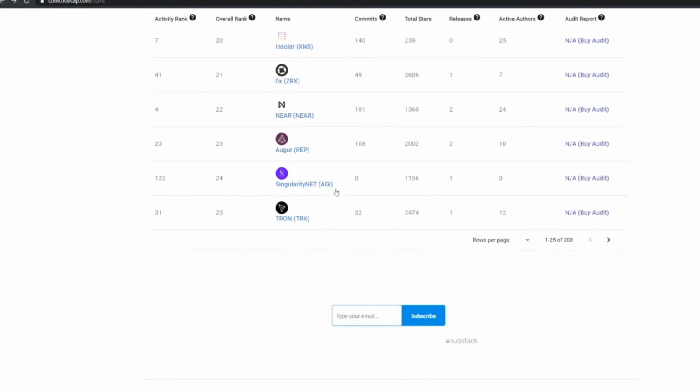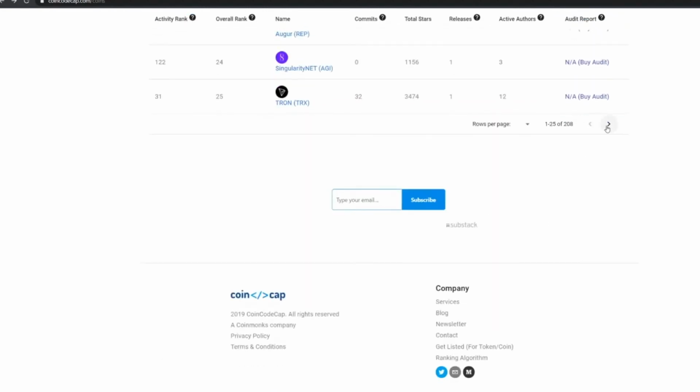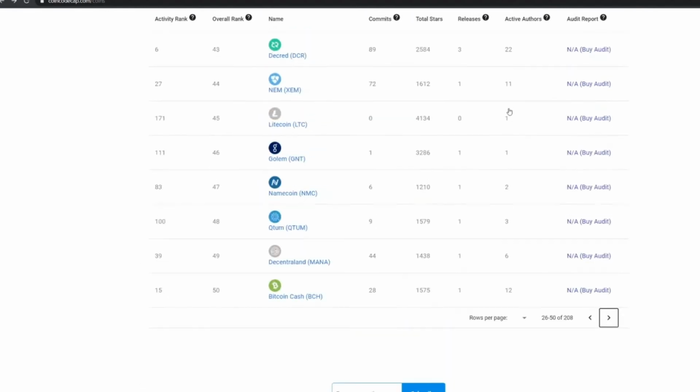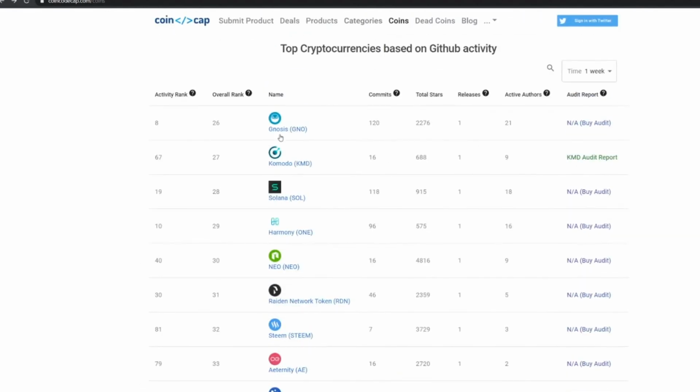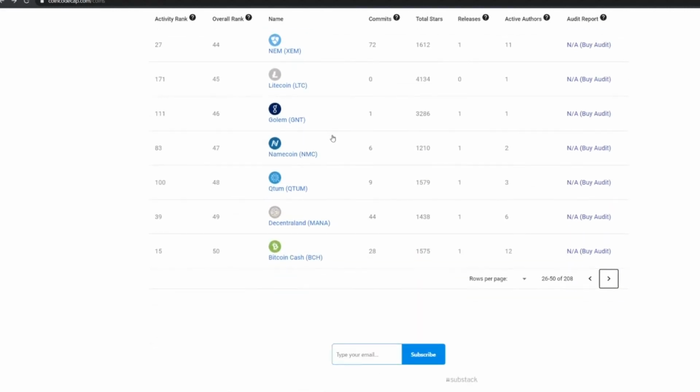And what else did I see? Library Credits, as I mentioned. You could come through here and just dig around, and this would be a good way to research and learn what all is out there, because all these projects have active developers, and you might find some with really tiny market caps. This could be a hidden gem.